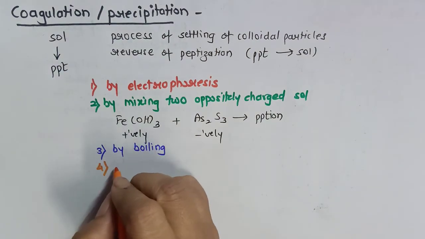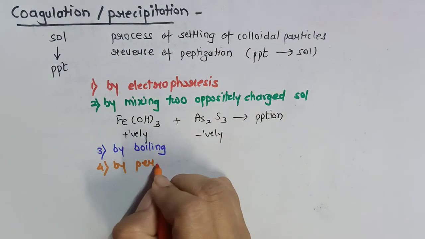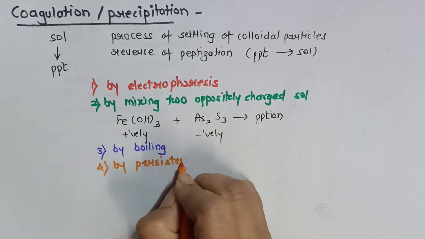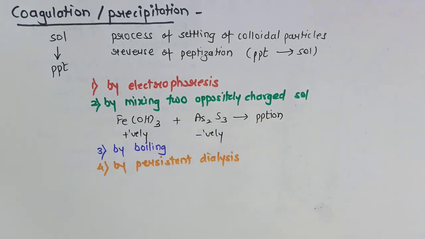The next one is by persistent dialysis. If we carry out dialysis for a long time, then what will happen? Whatever traces of electrolyte are there in the sol, since we have taken the dispersion medium also in the form of electrolyte, those traces of electrolyte in the sol will be removed. The charges will get neutralized and they will settle down into a precipitate.